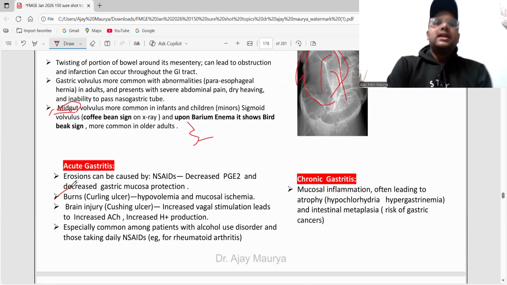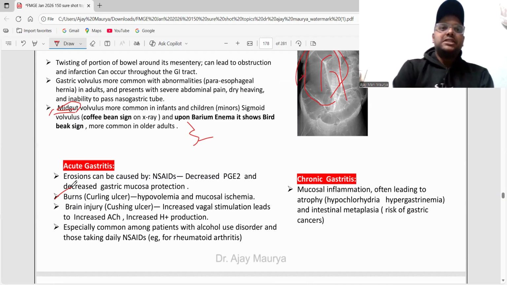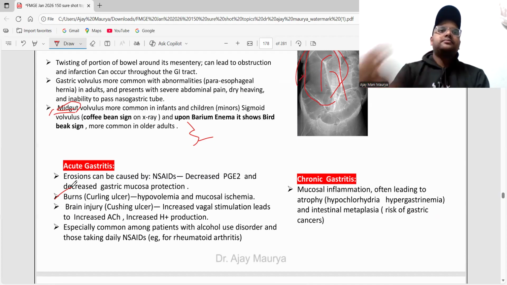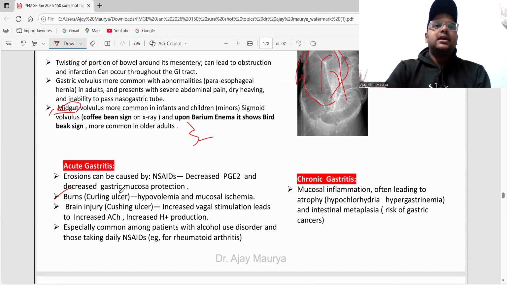Cushing ulcer is due to increased ICT, increased intracranial pressure. And Curling ulcer is in burns. It's going to affect the gastric mucosa.